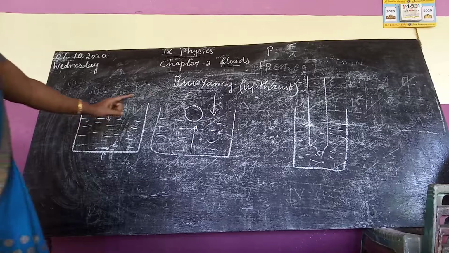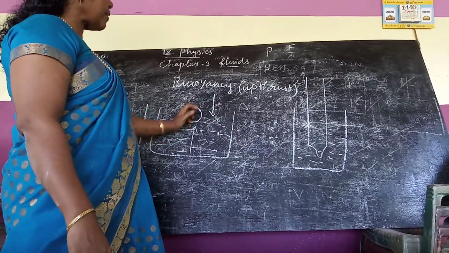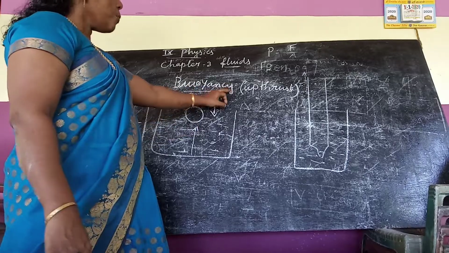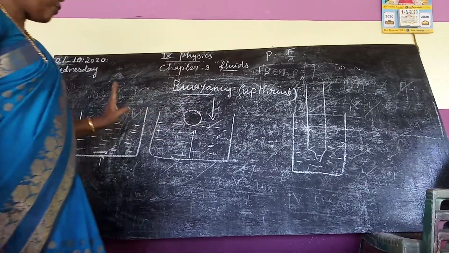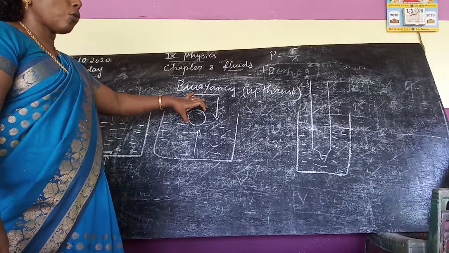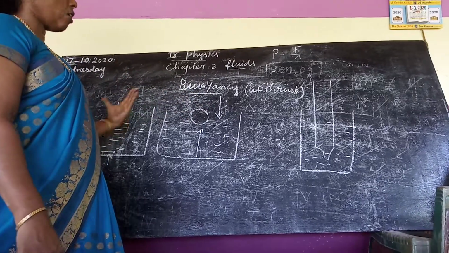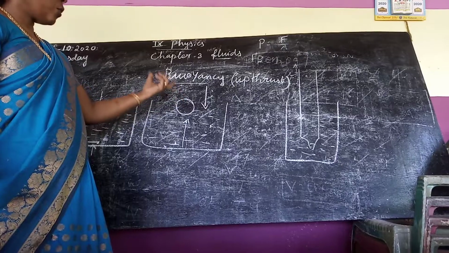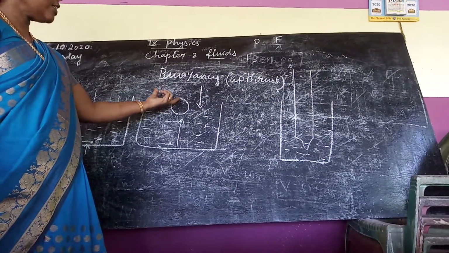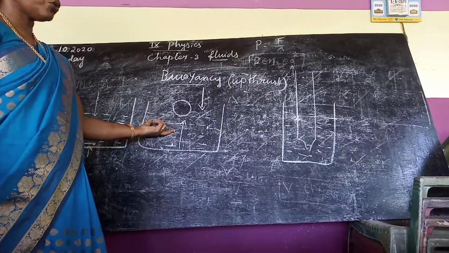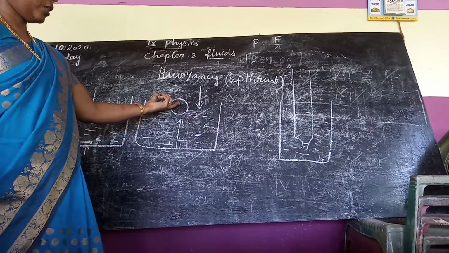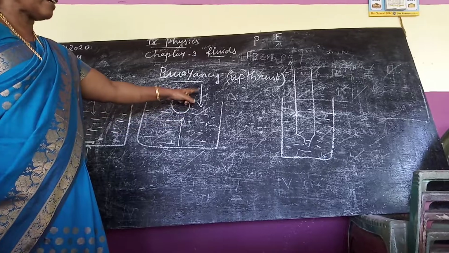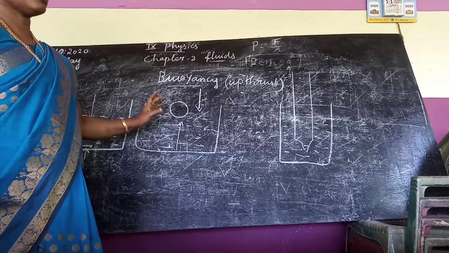Now here the upthrust force is greater than the gravitational force, so the object floats. So this is buoyancy. Buoyancy force means some objects will float, some objects will sink. All of you know this. What is the reason the object is floating? Because the weight of the object is less than the weight of the liquid, the object will float. So the upthrust force is greater than the gravitational force.